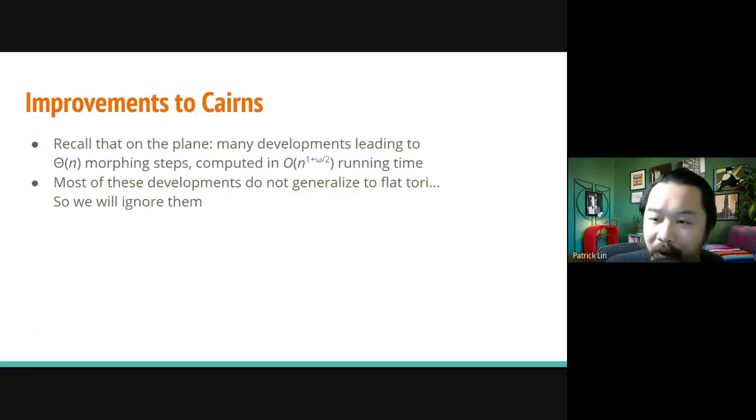But remember, I cited all of these results that improved Cairns' result on the plane to an optimal number of morphing steps computed in a fairly low polynomial running time. Except there's this problem that most of these results don't generalize to the flat torus. So we're basically forced to ignore them and come up with something new.